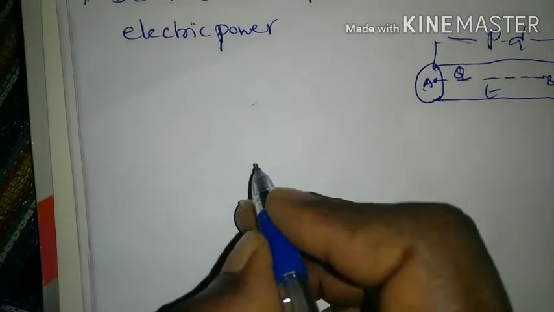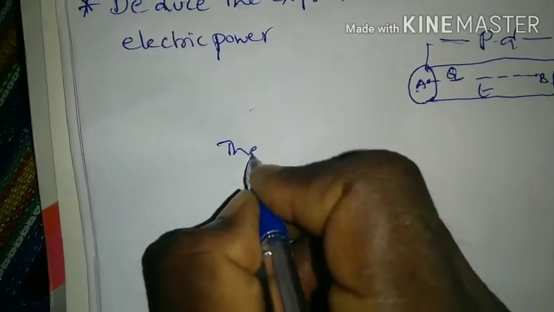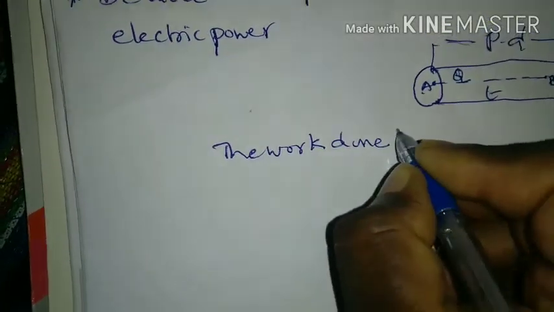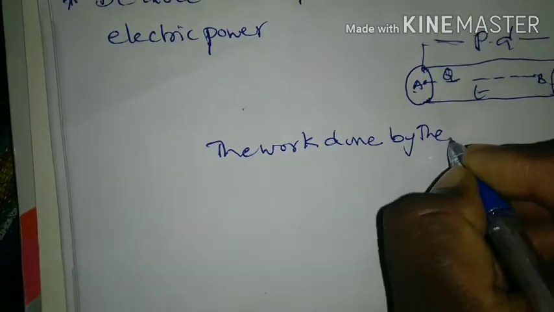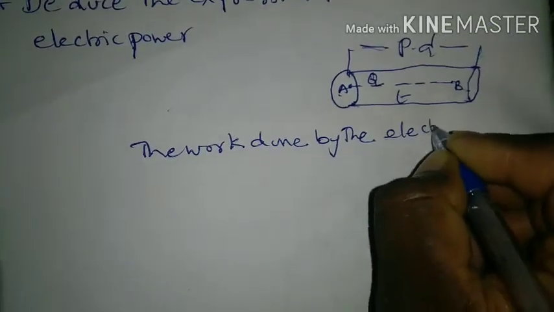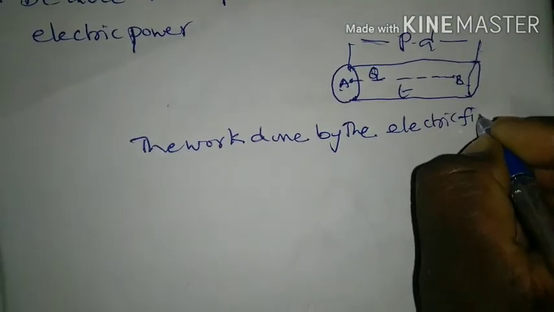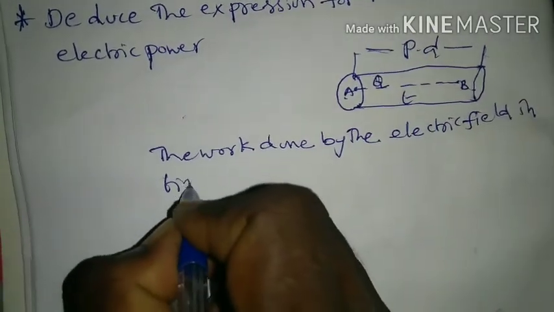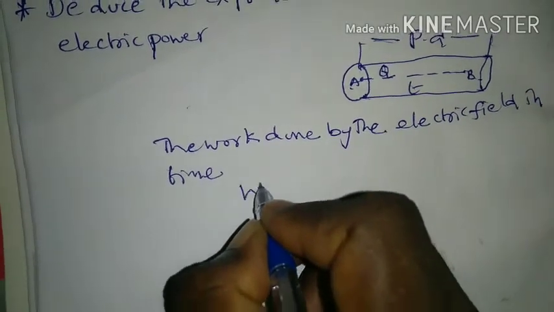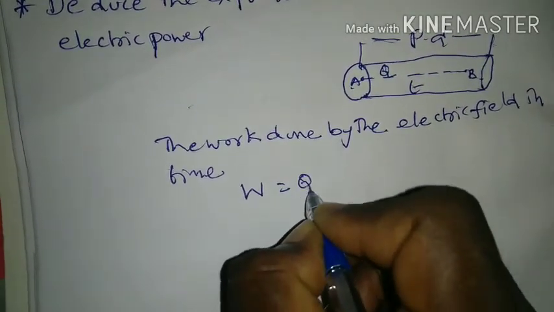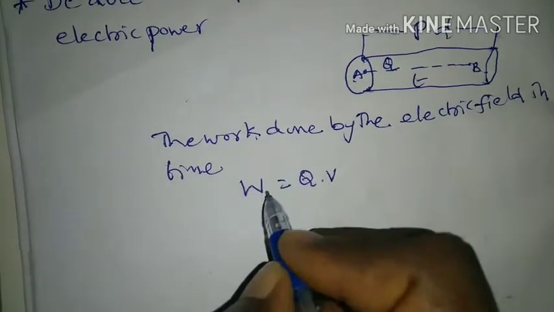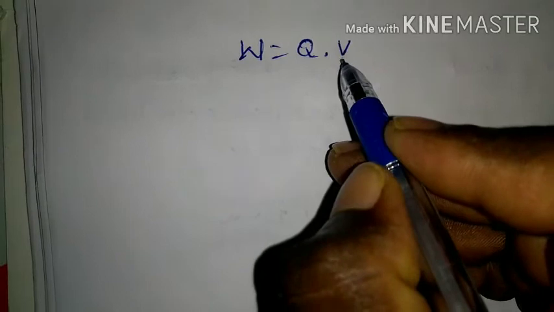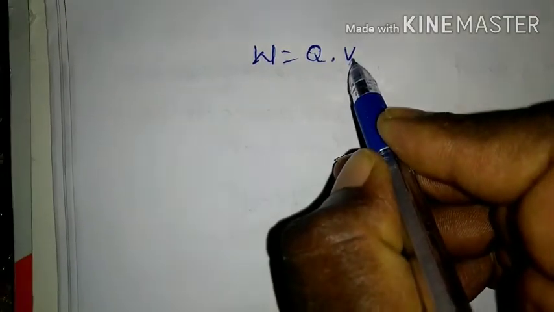The work done by the electric field in time t is W is equal to Q into V. Work done is equal to Q into V, where Q means charge and V means potential difference.